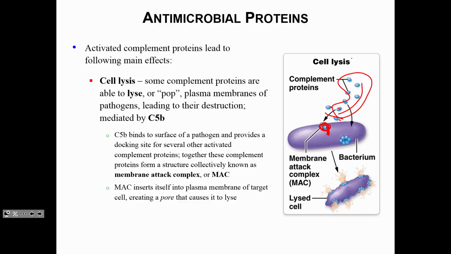Then these complement proteins are going to blast the inside of this cell with all kinds of chemicals, and that causes it to lyse or to pop. And you can see right here it's popping. So basically it blows the cell up. But you need to make sure you understand what that MAC is. That's that membrane attack complex. That complex drills a hole, shoots it full of these chemicals, and it causes it to lyse or to pop.